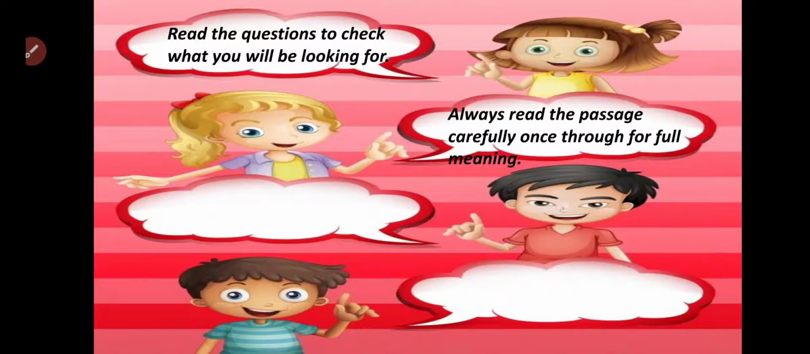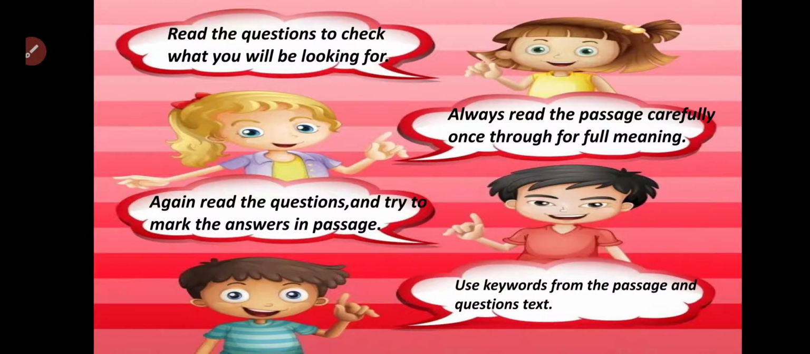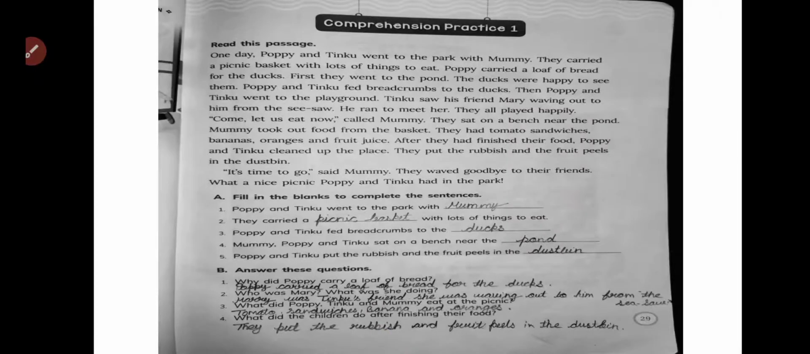And the next is, always read the passage carefully once through for full meaning. Then we have to read the passage carefully and get to know the meaning of the particular words. The next is, again read the questions and try to mark the answers in the passage. Again, we will read the questions, and if we get some answers, we will mark the answers in the passage. And in the last, use keywords from the passage and question text. Means you have to use the keywords which match in both the question and the passage. Got that, students? Now let's do practice.